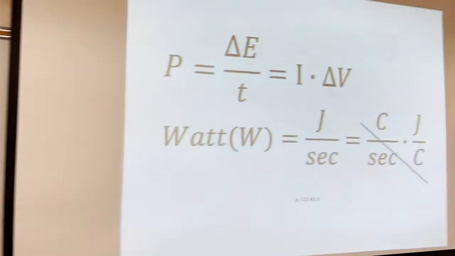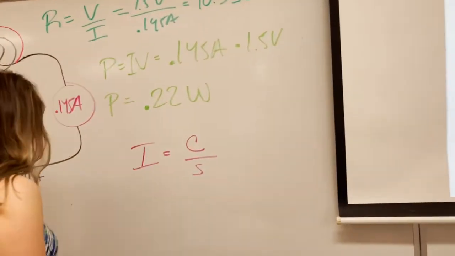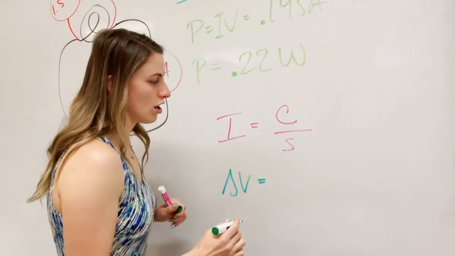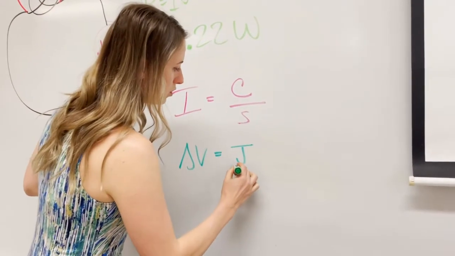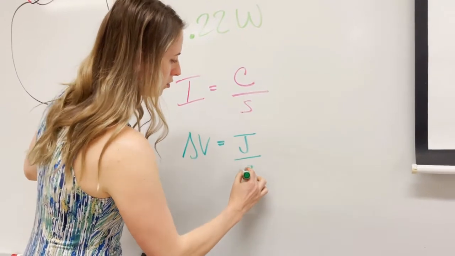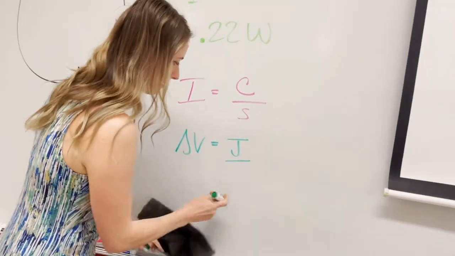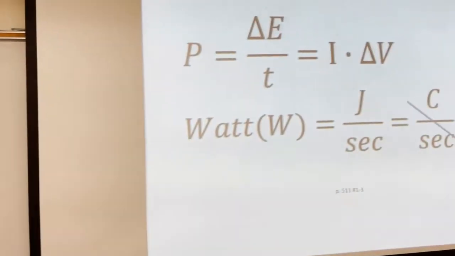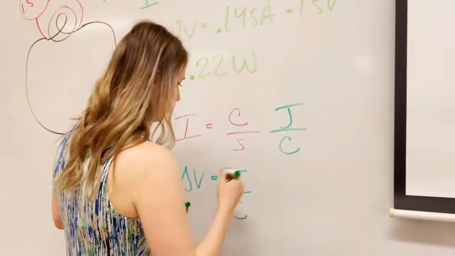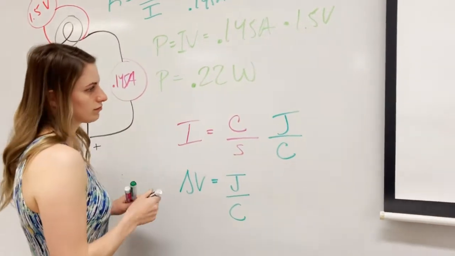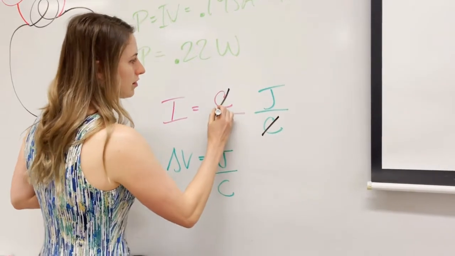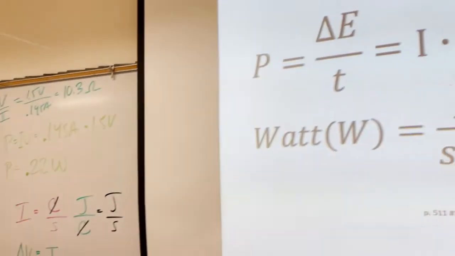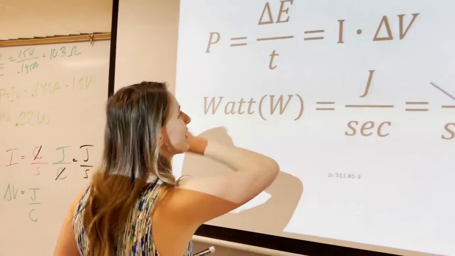And then our delta V, the electrical potential difference. That was work over charge, so joules per coulomb. So I times V, you've got coulombs per second times joules per coulomb. What happens here? The coulombs cancel out. You get joules per second.